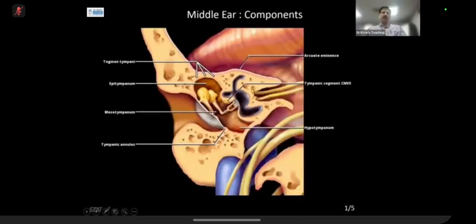Now look here, same thing, but a bit of a close-up. Now this is malleus, incus, and then this is stapes. This part is known as epitympanum. This is known as mesotympanum. This is known as hypotympanum. Now, if you see superiorly, this is the roof, which is known as tegmen tympani. Now, various portions of the ossicles.